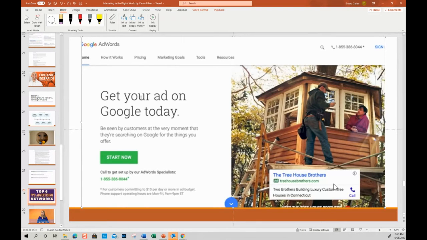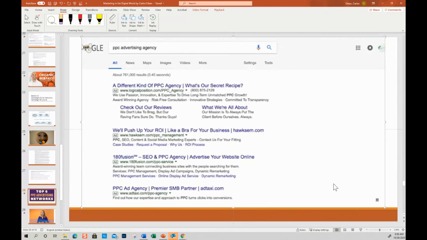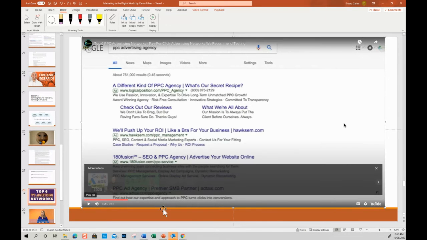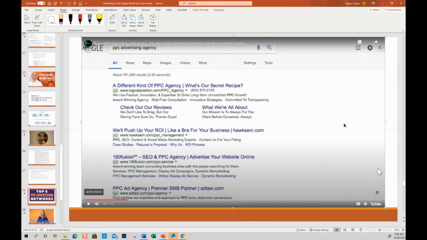So we have a quick example here, PPC advertising agency. So when I type this in, the idea is that I'm looking for a PPC advertising agency. So this particular gentleman who is speaking, he owns a PPC agency. So it's a pay-per-click agency.